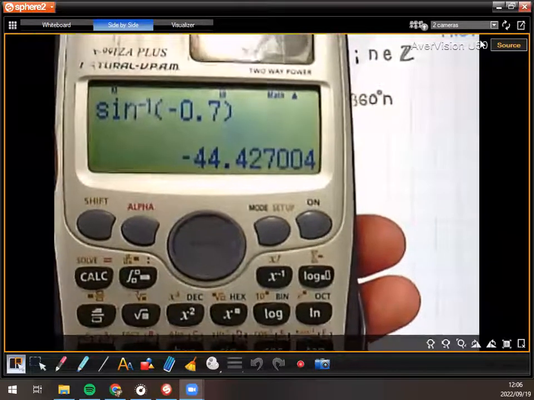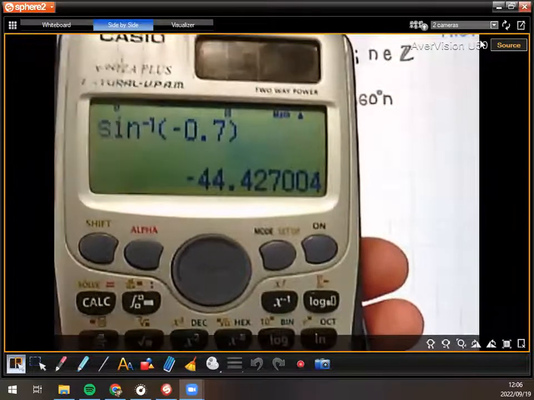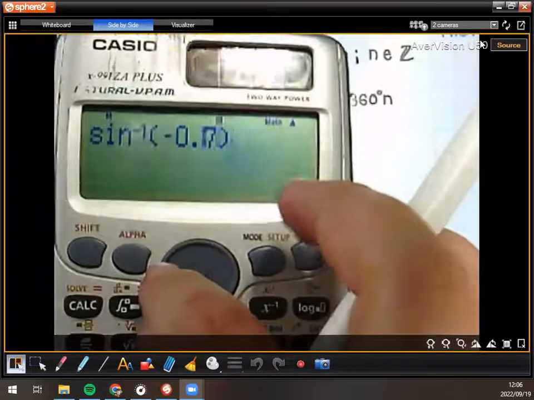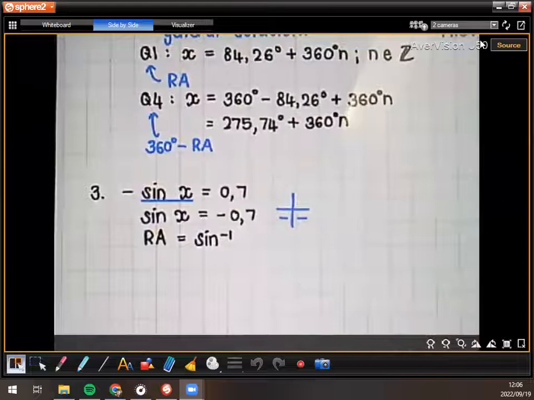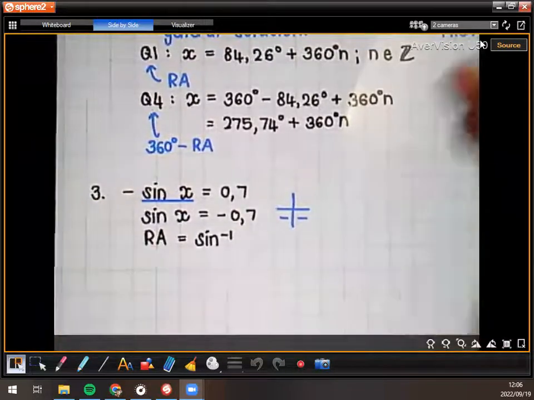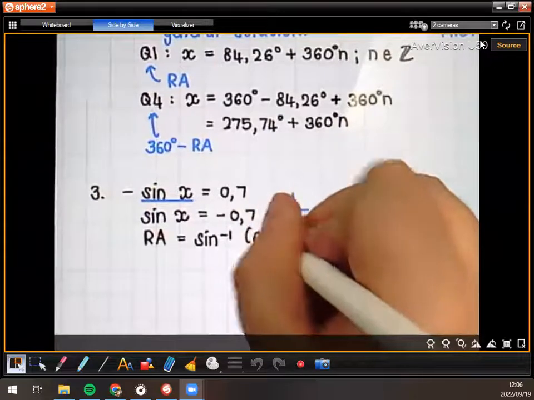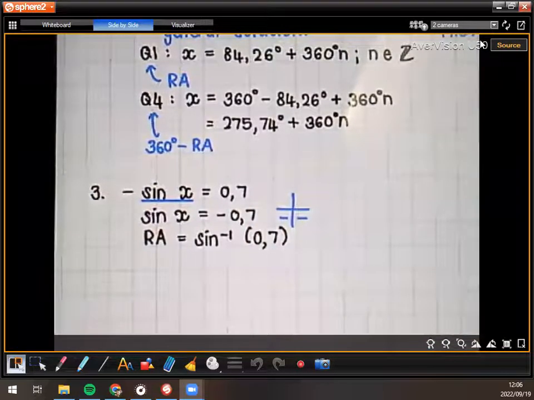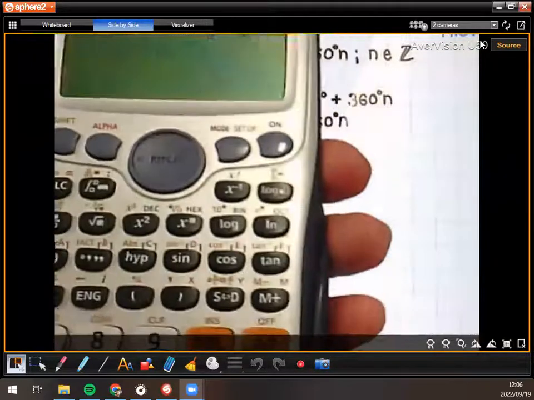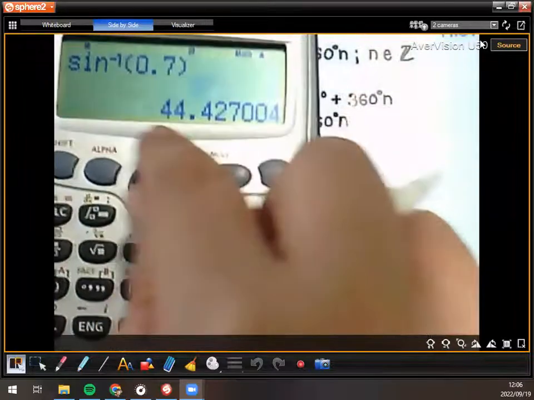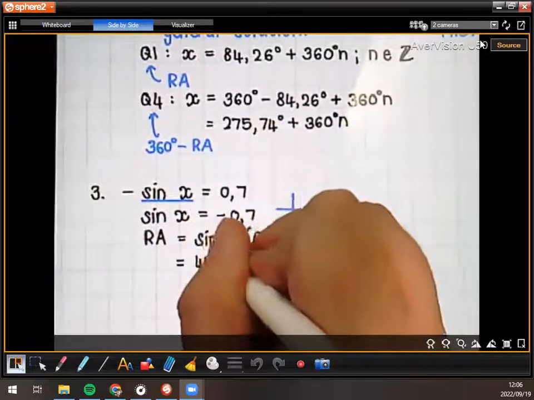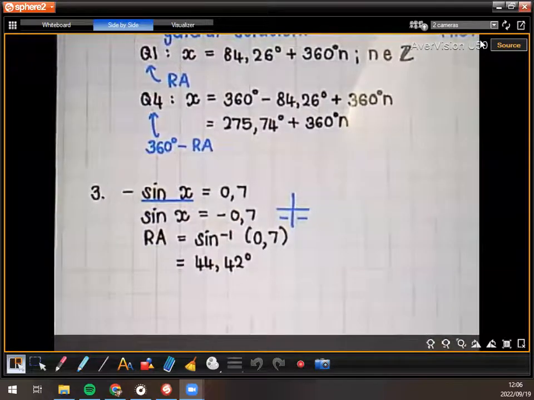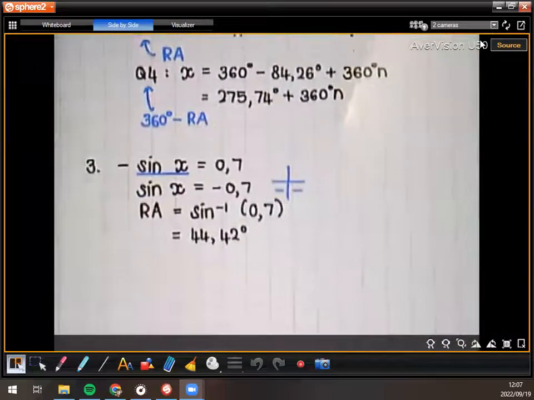A reference angle is supposed to be a positive acute angle, so we're not going to type that negative. Like I said, we take the minus into consideration by working in the negative quadrants. So it's not like we're forgetting the minus. Just to get our reference angle, we always have to take the positive value. If it's negative 0.7, we type in positive 0.7, and that gives us the actual reference angle, 44,42 degrees.